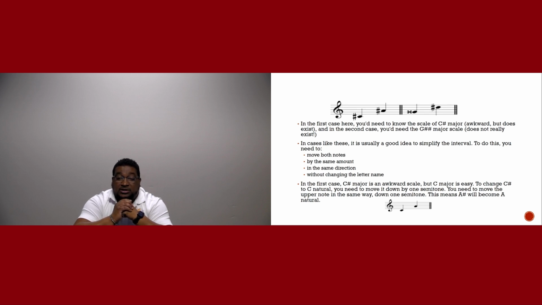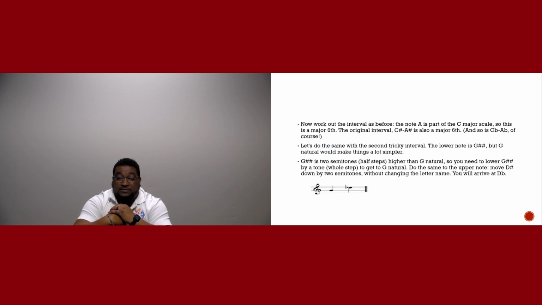In cases like these, it is usually a good idea to simplify the interval. To do this, you need to move both notes by the same amount in the same direction without changing the letter name. So in the first case, C sharp major is an awkward case, but C major is easy. So to change C sharp to C natural, you need to move it down by one semitone. So C sharp now becomes C, and A sharp now becomes A. Now work out the interval as before.